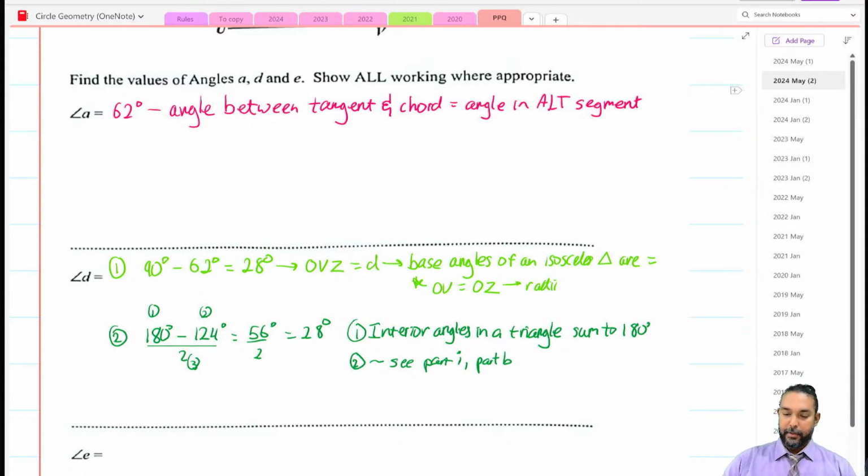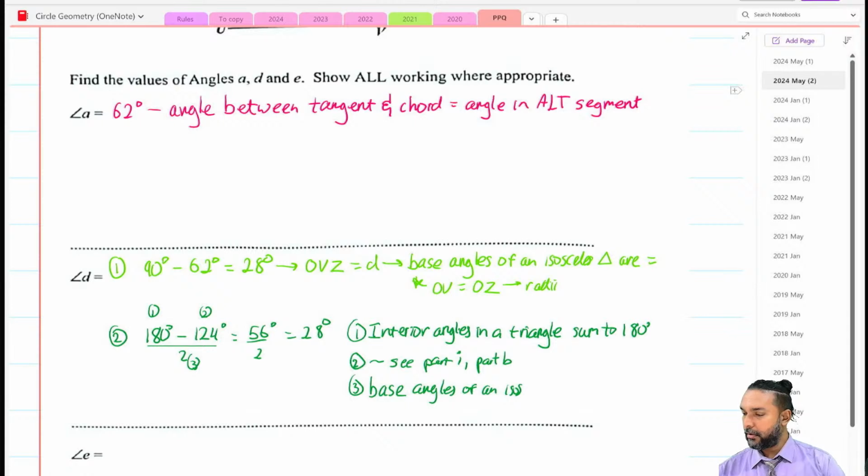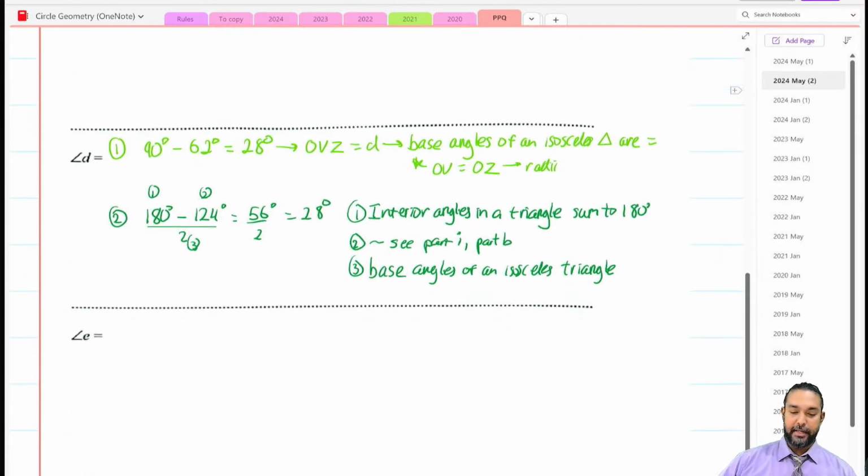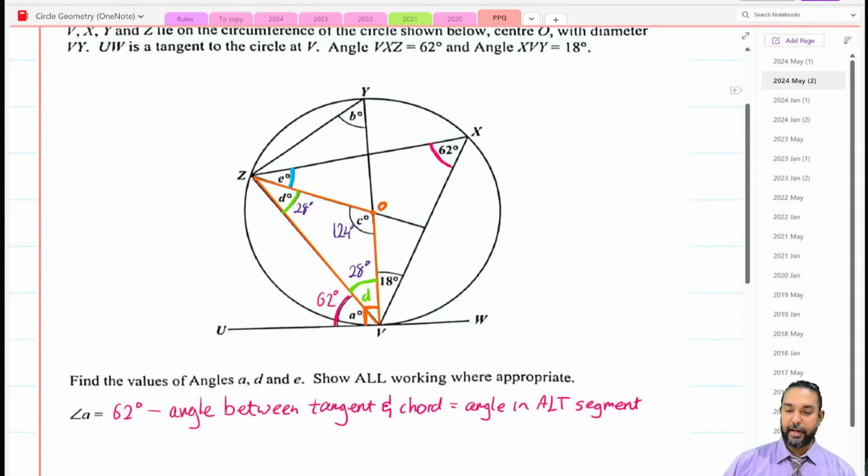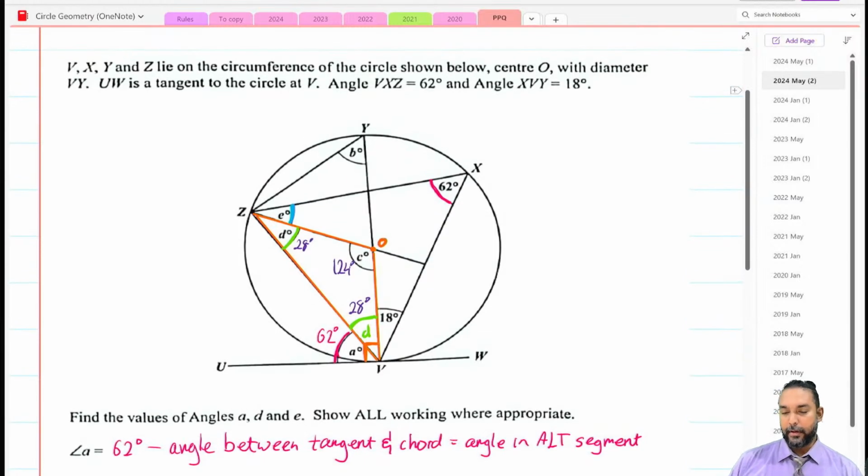Okay, sorry. C part, and then 3. Base angles of an isosceles triangle. Right, and angle E. Right, so let's go back and take a look at angle E. All right, so what are we thinking for angle E, guys and girls?